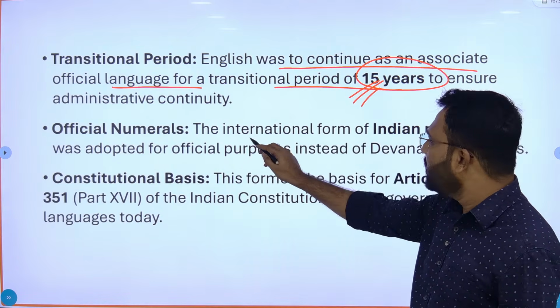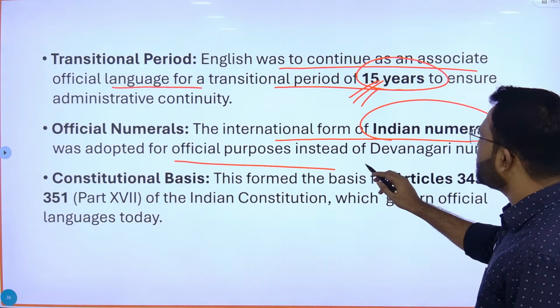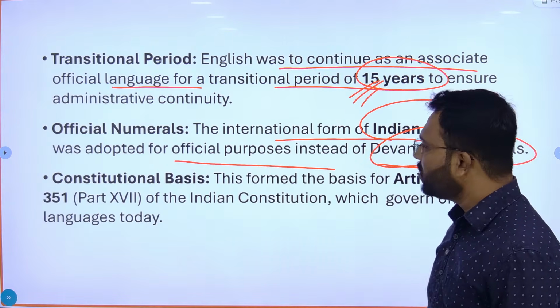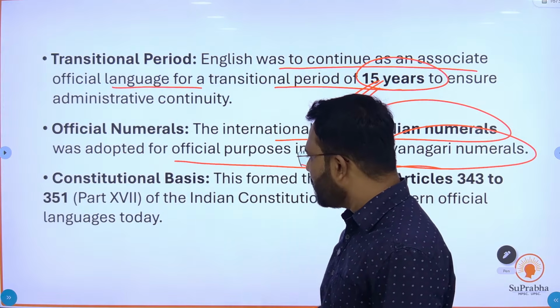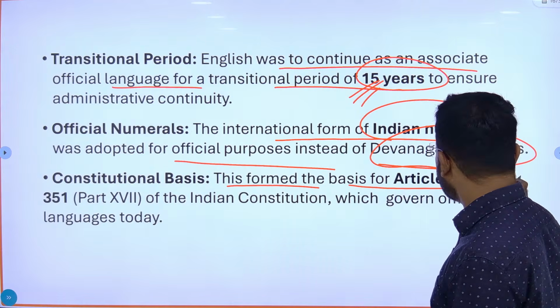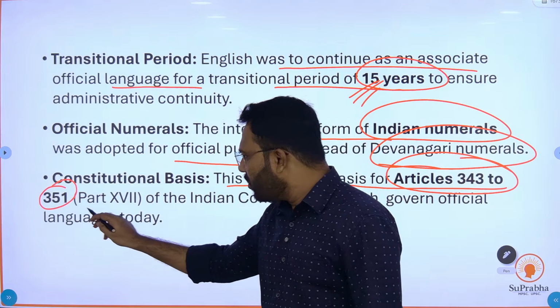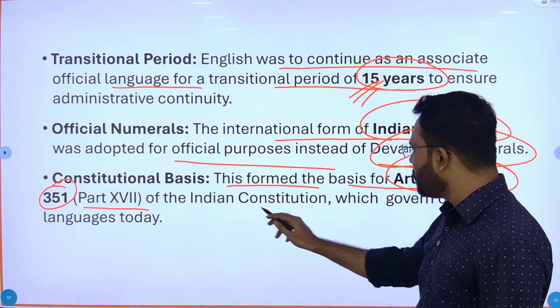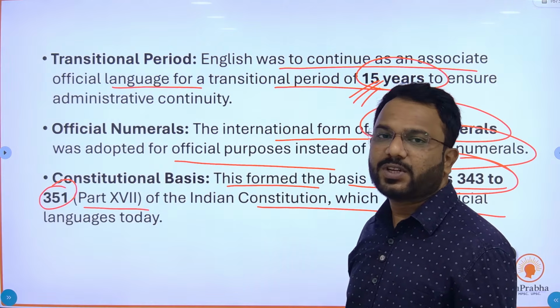Numerals, the international form of Indian numerals was adopted for official purpose instead of Devanagari. So the international form of Indian numerals was used and not Devanagari. Constitutional basis. This formed the basis of Article 343 to 351 of Part 17 of the Indian Constitution, which governs official languages today.